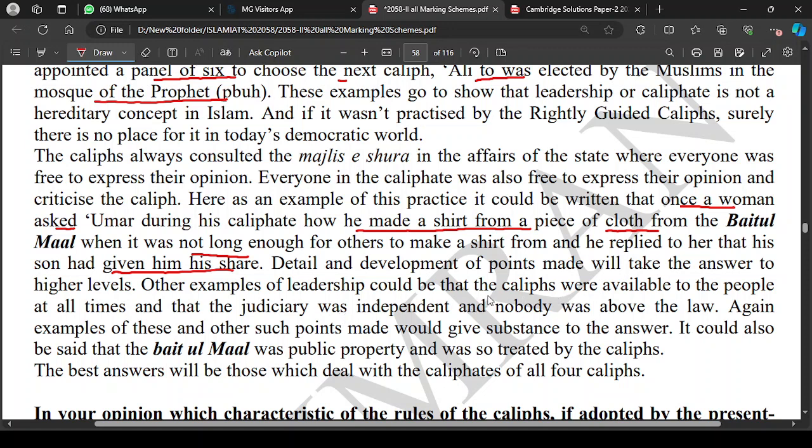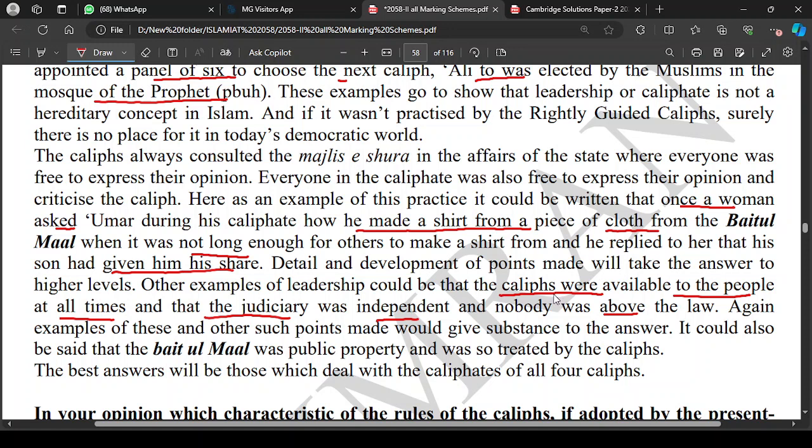In the same way, the caliphs were available to the people at all times, and the judiciary was independent and nobody was above the law. We have examples, and most of the examples we have are from the Caliphate of Omar, because his rule is considered a golden era of the rightly guided caliphs. During the time of the rightly guided caliphs, it was a golden time period in which the Islamic empire expanded and different new administrative reforms were introduced.